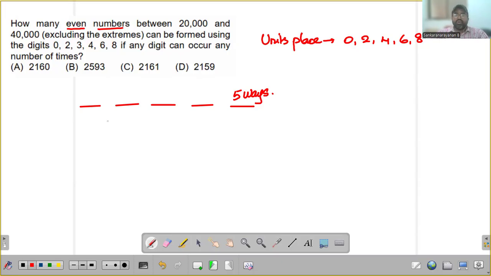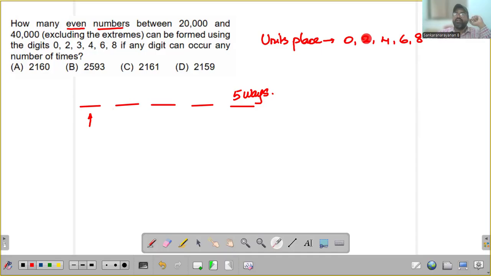Let us now focus on the leftmost position, the 10,000s position. I cannot fill it with 2. I also cannot fill it with 4, because they have told you excluding the extremes. So 2 is gone, 4 is gone. Please be aware, the leftmost position, I cannot fill it with 0 either. So 0 is out, 2 is out.